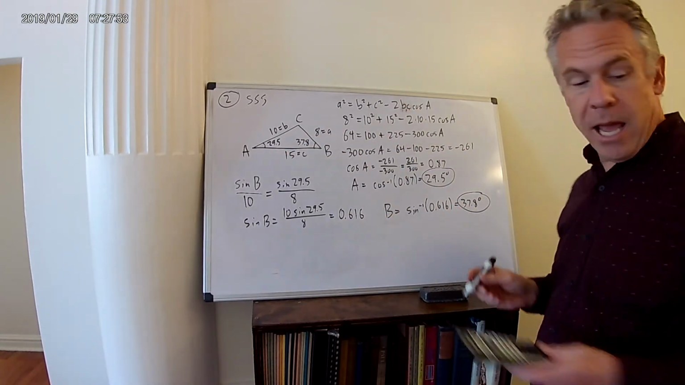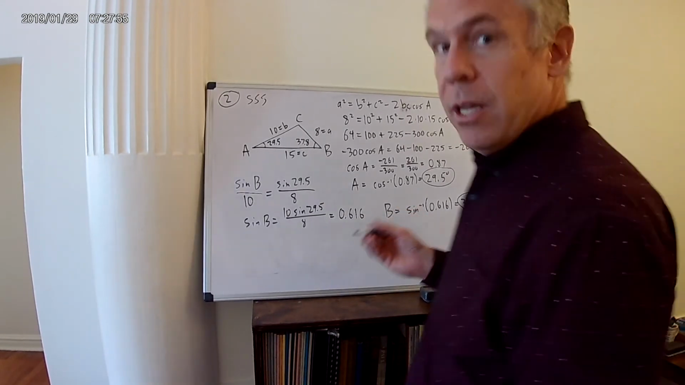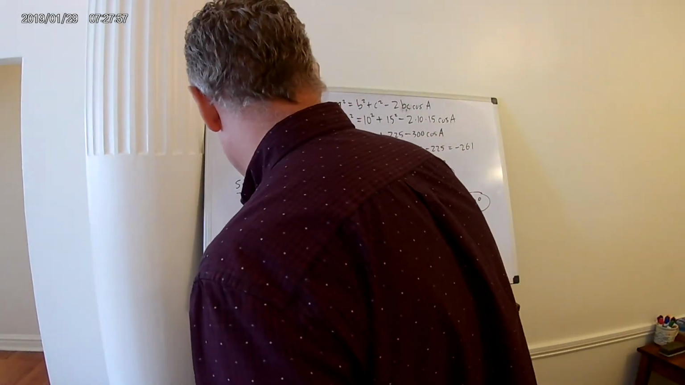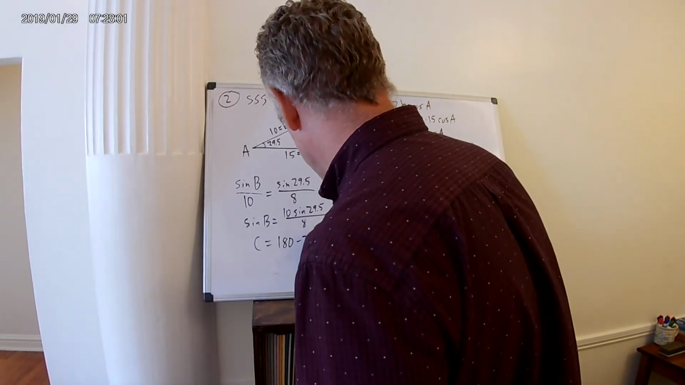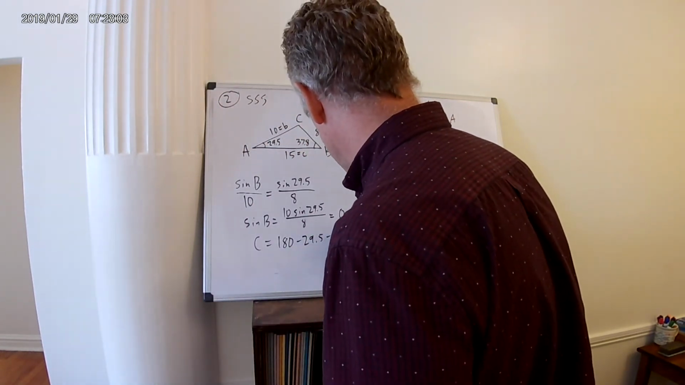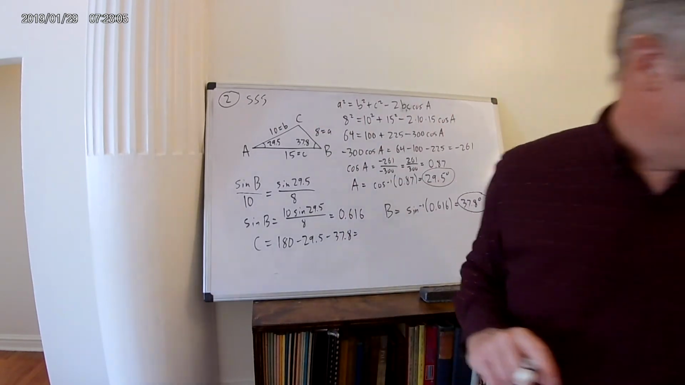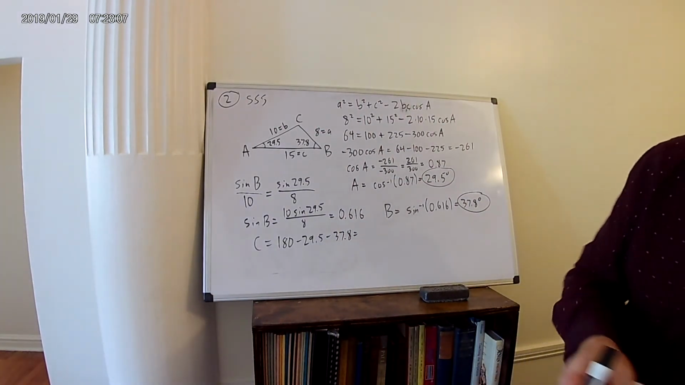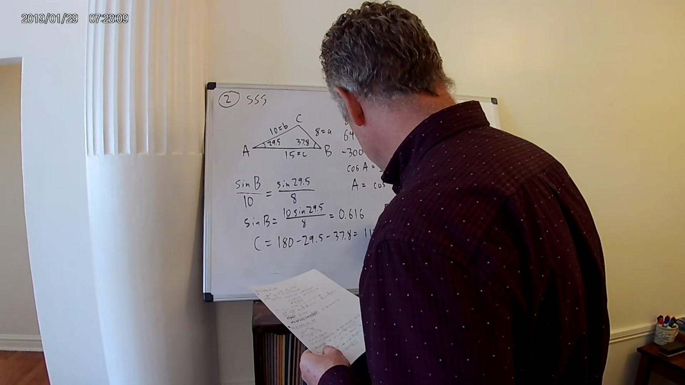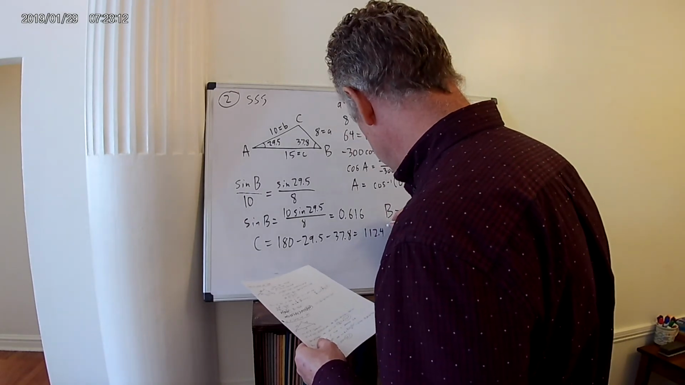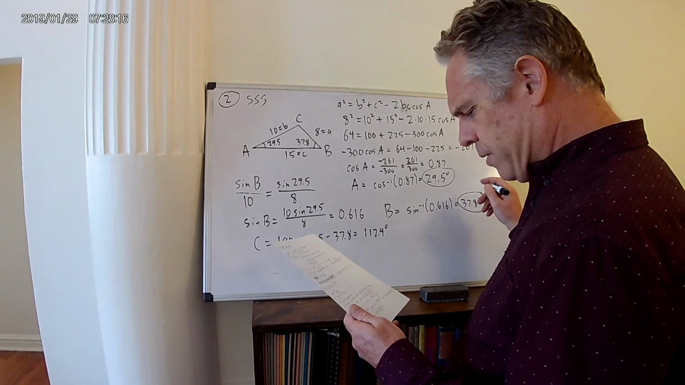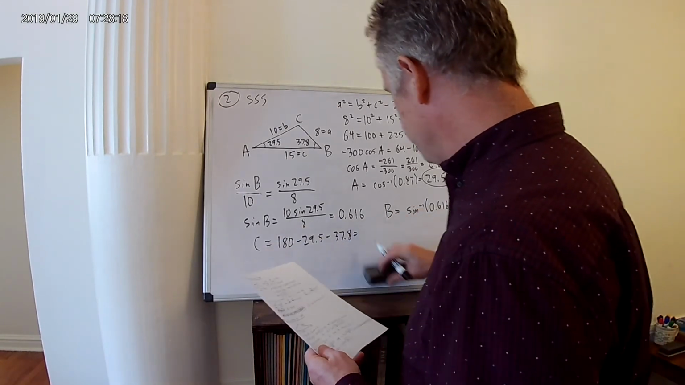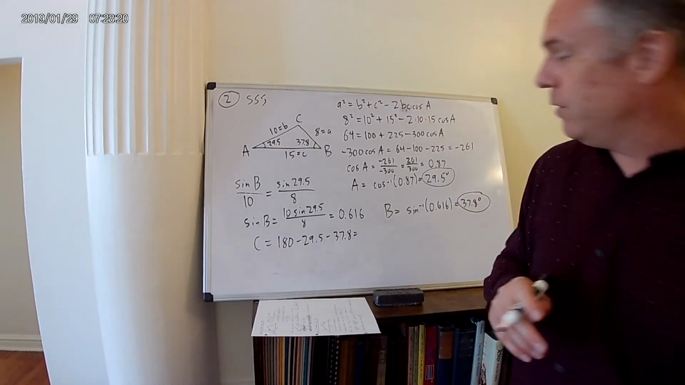And finally, we can get angle C. Angle C is easy because angle C is just 180 minus the other two angles, minus 29.5, minus 37.8. And if you plug that in your calculator, you should get 112.4 degrees. If I did that right, this should be a little bit different. This is different than my notes because I did it slightly differently.